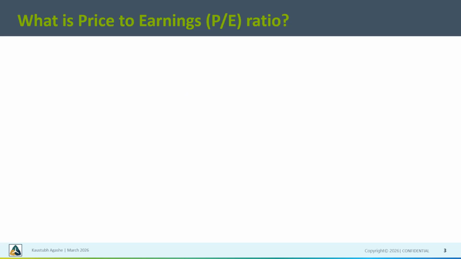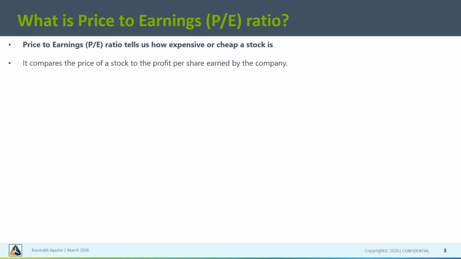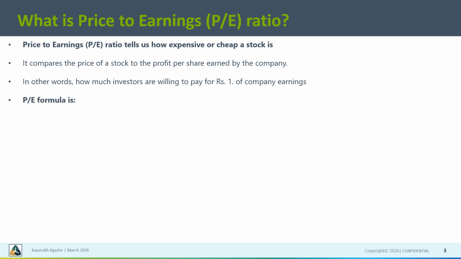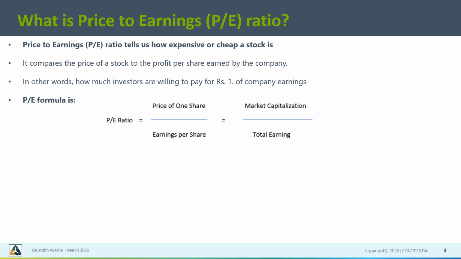Let's start with what is price to earnings ratio. So P/E ratio tells us how expensive or cheap a stock is. It compares the price of a stock to the profit per share earned by that company. In simpler words, how much investors are willing to pay for rupee 1 of company earnings. Formula for P/E is price of one share divided by earnings per share per year. At aggregate level, it can also be calculated as market capitalization of that company divided by total earnings of that company.